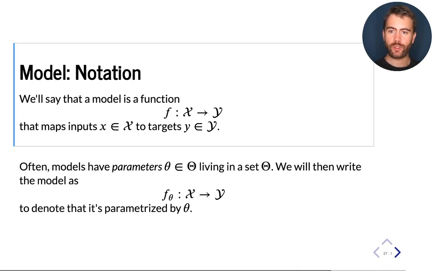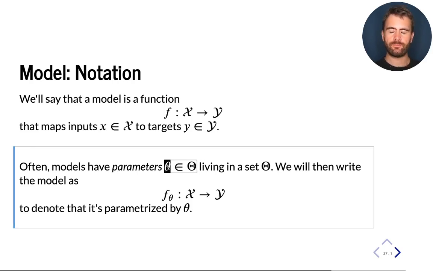Often, the models that we're going to be working with will have parameters, which I'm going to be denoting by the symbol theta. And these parameters live in some kind of set, which I will denote by capital theta. And when a model has a certain set of parameters, we will write them as follows. I will denote the parameters with a subscript theta. So this is a model that, given a set of parameters theta, we fix the model, and now it defines a mapping between x and y.